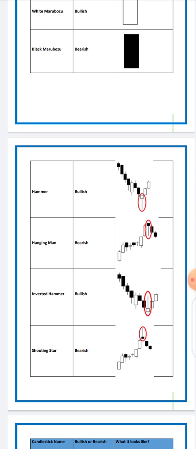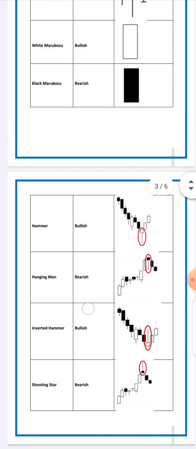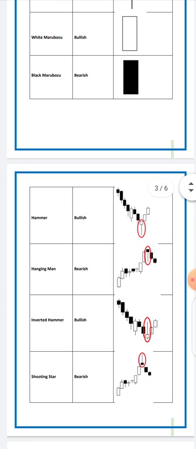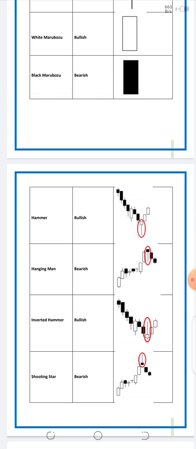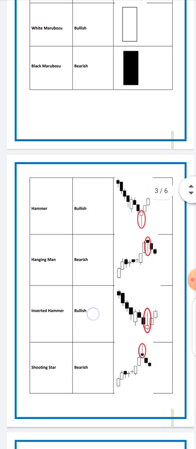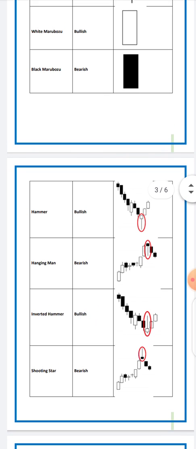So you'll be able to understand and assimilate those candlestick patterns that are bullish and the ones that are bearish, because it's very important to understand all these candlestick patterns, so that when you see them, you'll be able to identify them easily, and it will help you to form your decisions with other tools.